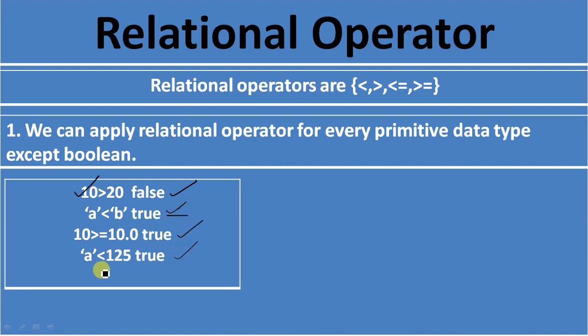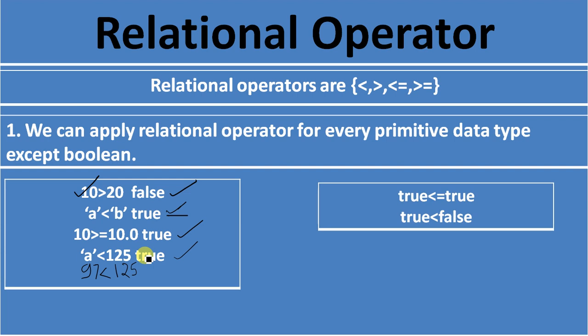Because here A is compared with 125, where the ASCII value of A is compared to 125. The ASCII value of A is 97. So 97 less than 125, which is true.